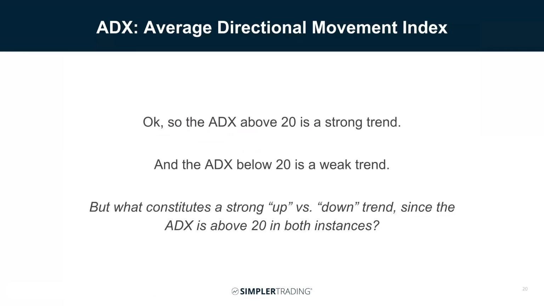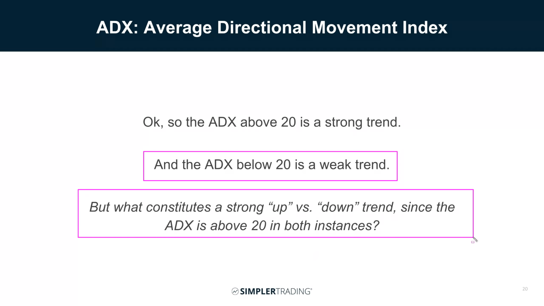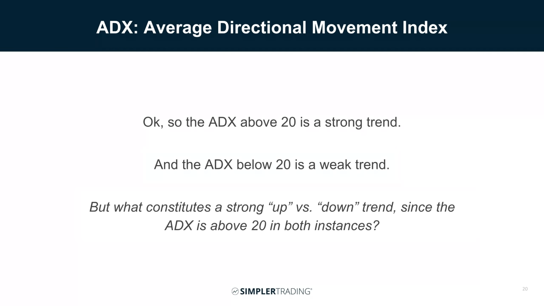So if you see yellow bars, it basically means that the ADX is below 20, which indicates it is a weak trend. Okay, if it's a weak trend, don't try buying calls and puts, because you're going to die. You're going to have a slow, painful death by premium decay. You only want to be long calls or long puts if the bars are green or red. Okay. So now the question is what constitutes a strong up versus downtrend, since the ADX in both instances is above 20.